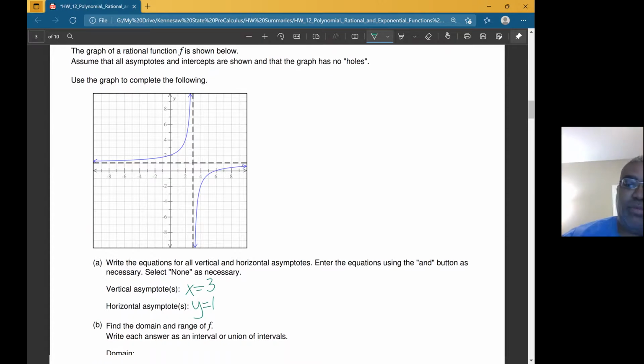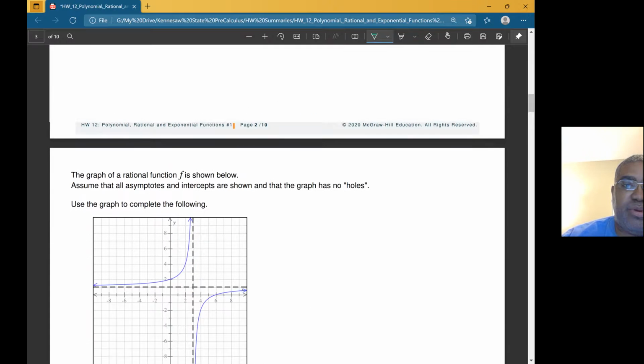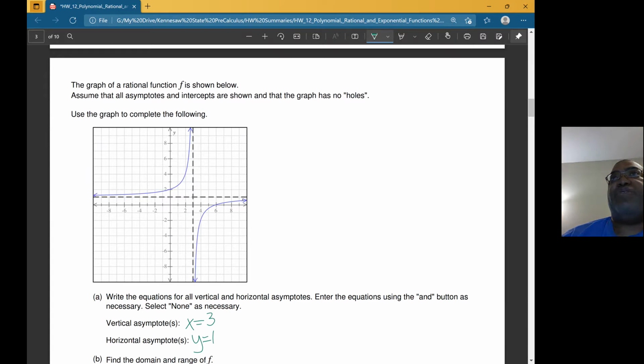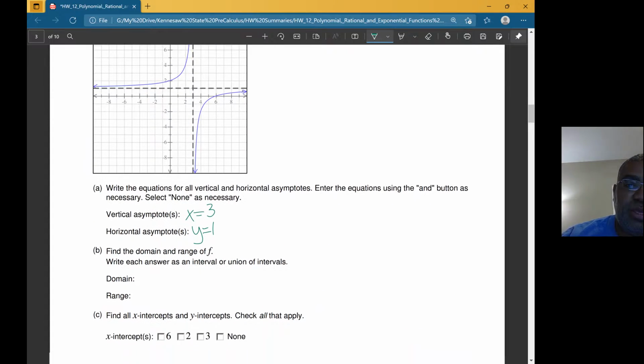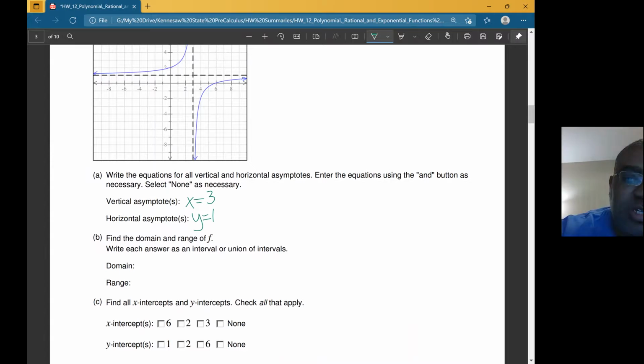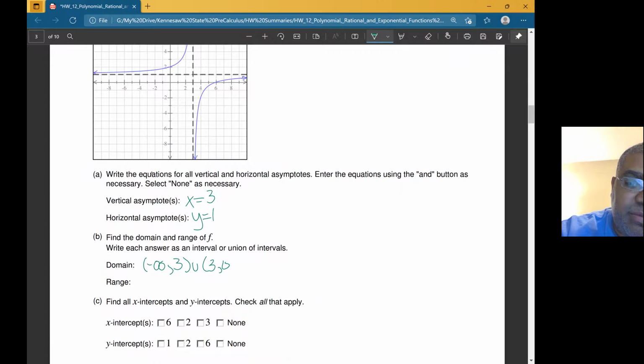Okay, so actually bring this up. This is problem number 6. Let me bring up another screen so I can refer to it. All right. So the domain is an interval or union of intervals. We know that x cannot equal 3. So for our domain, we have negative infinity to 3, union 3 to infinity.